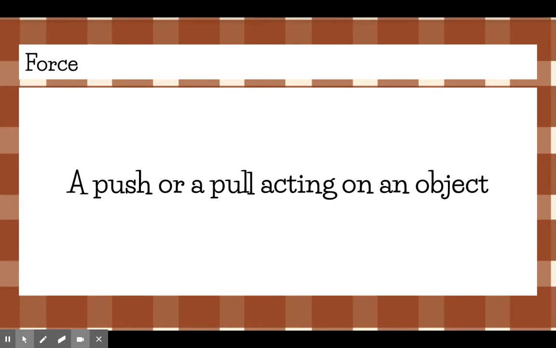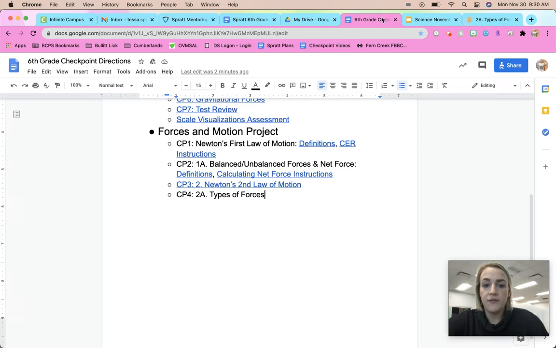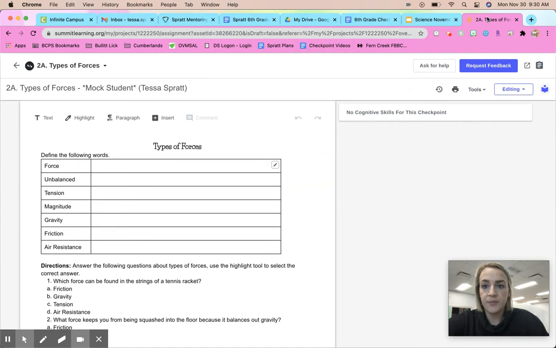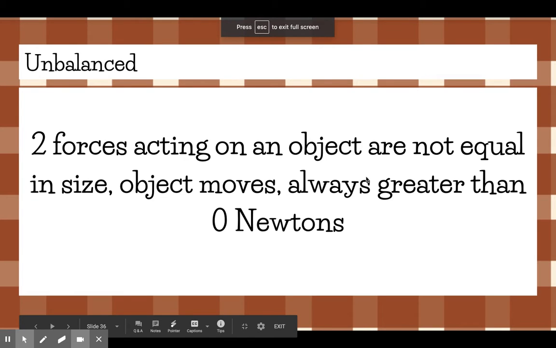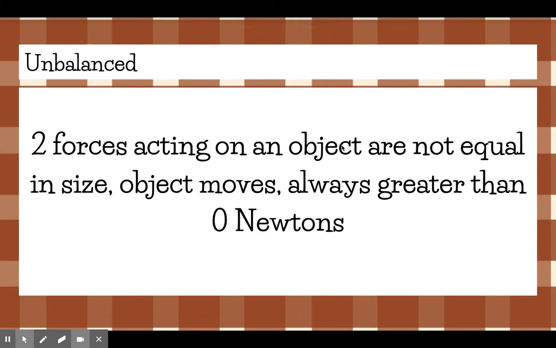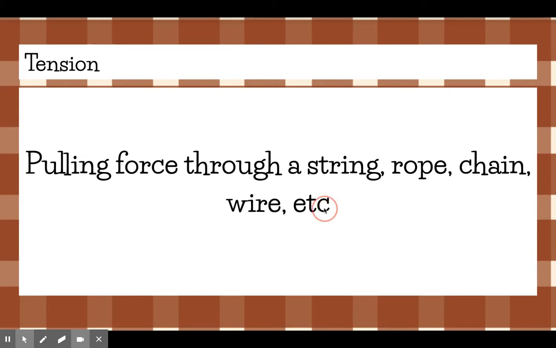Make sure you write that down in the first box, which is right here: force, a push or pull acting on an object. Second word is unbalanced, and we've talked about unbalanced forces. So this is two forces acting on an object that are not equal in size. The object will move, and the net force is always greater than 0 newtons. So in an unbalanced force, something is going to move. Make sure you put that in the unbalanced box.